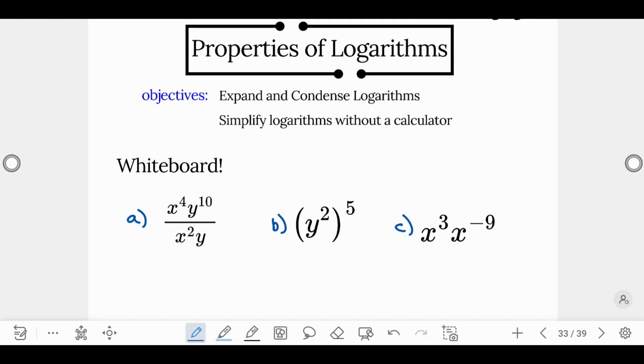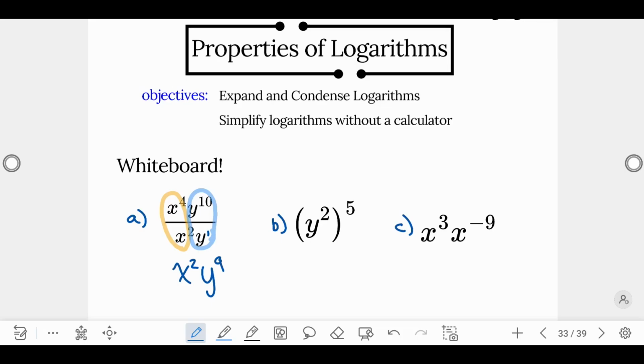All right, looking at A, looks like we have x's in the numerator and denominator right here. And so we can combine those, if you remember, through subtraction. And so x to the 4th over x squared is the same thing as saying just x squared. In other words, there's 4 x's on top, 2 x's on bottom, so 2 of those will reduce out or cancel out. Then you might also notice that we happen to have y's, y to the 10th over y to the 1st right there. And so again, we can subtract exponents and we would say y to the 9th would be left.